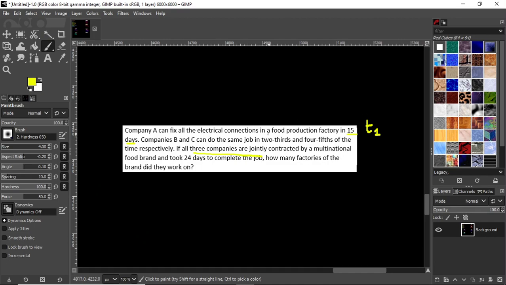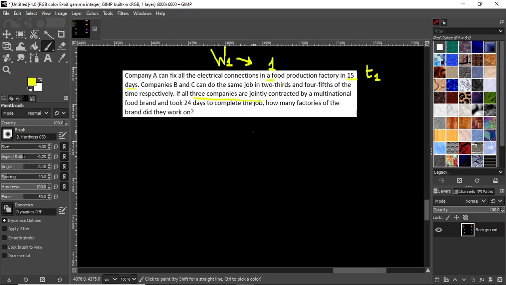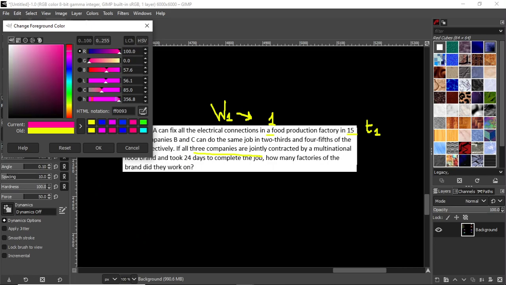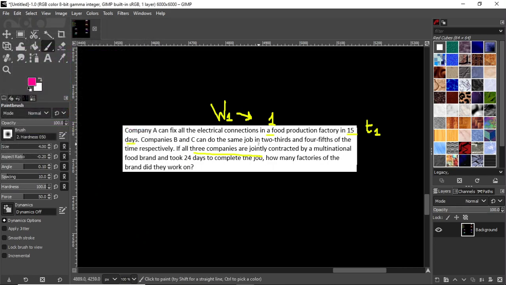And all the electrical connections in one food factory, so that's going to be our W1. We don't need to care about there being X connections in one food factory. Just this much is enough, really, considering W1 to be one factory. Companies B and C can do the same job in 2/3 and 4/5 of the time. Now this is interesting. This gives us some info about the time and the rate also. We'll see that in a bit. We'll have to do some substitutions into the problem.